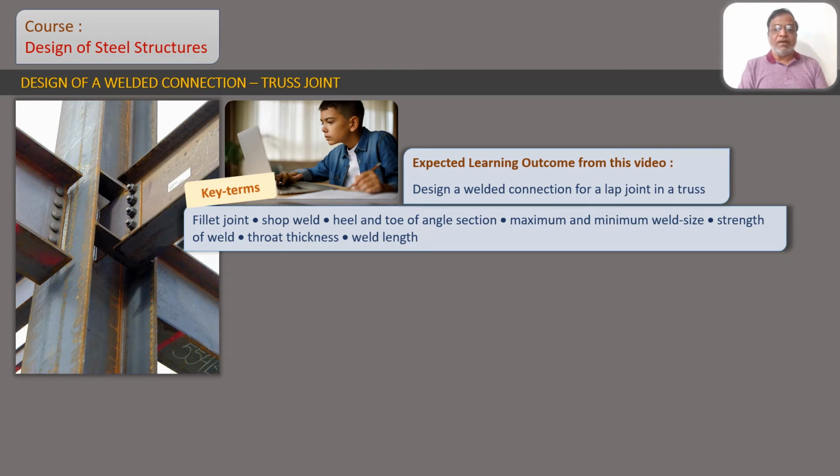The expected learning outcome from this video is to design a welded connection for a lap joint in a truss. The key terms used in the video are fillet joint, shop weld, heel and toe of an angle section, maximum and minimum weld size, strength of weld, throat thickness, and weld length.